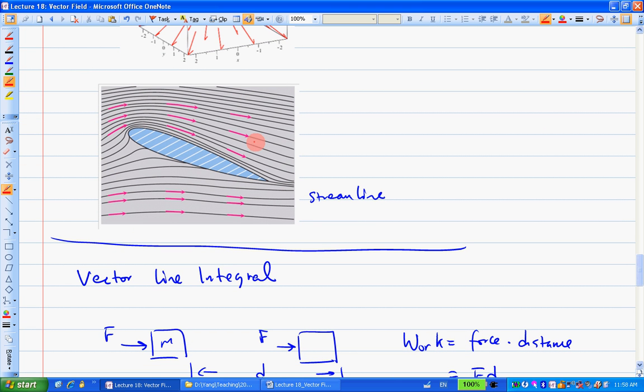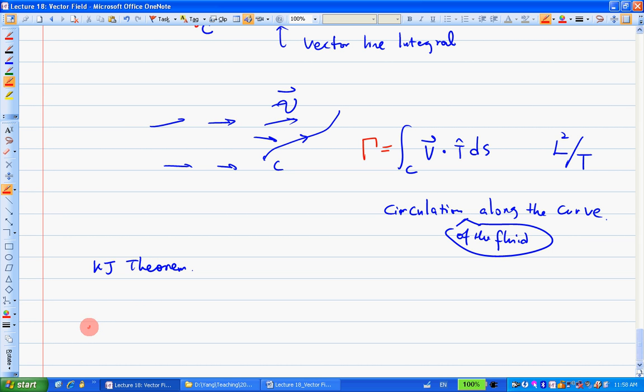Where people may be interested is the lifting force on the airfoil. So if you use L, the L here is not the length. L here is the so-called lifting force. So that lifting force L is equal to rho V gamma. Rho is the density of the fluid. V is the relative velocity between this airfoil and the flow of the fluid. If your airfoil is static, then that's just the flow of the fluid. And the gamma here is this quantity here.